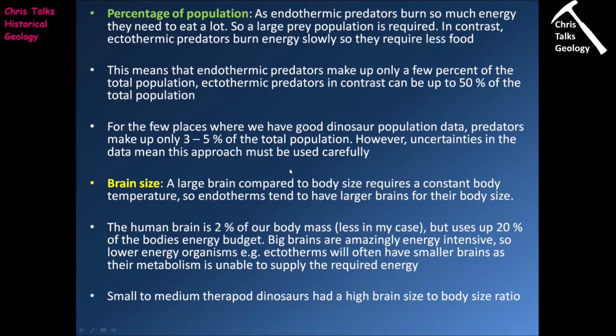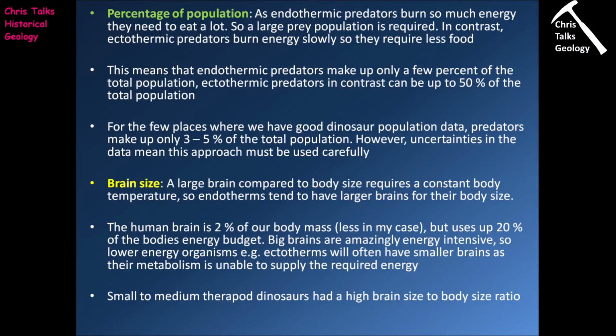So the next piece of evidence is an important one, and this is percentage of the population. As endothermic predators, so warm-blooded predators, burn so much energy, they obviously need to eat a lot to replenish the energy that's been used up. So in order for an endothermic predator to survive, it obviously needs lots of prey to feed off. And so this means that the ratio of predator to prey is going to be quite low. So you're going to have very few predators and lots of prey.